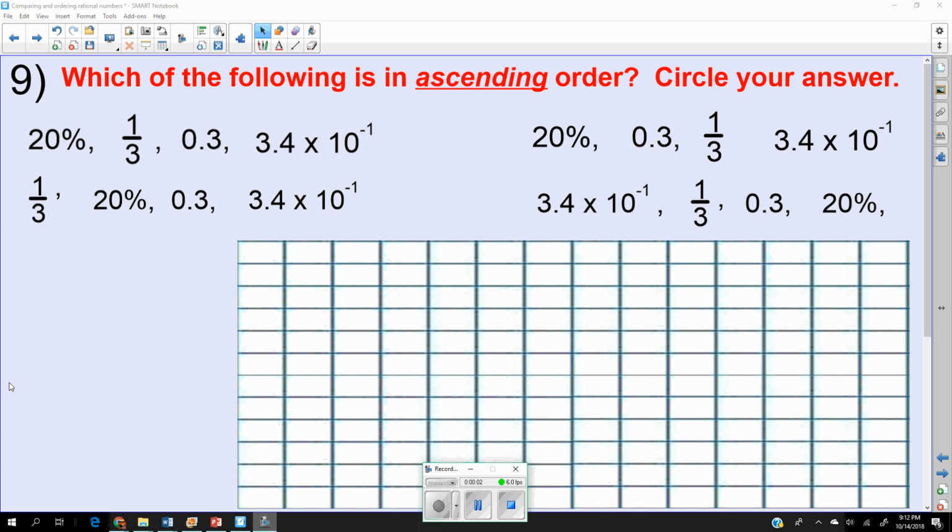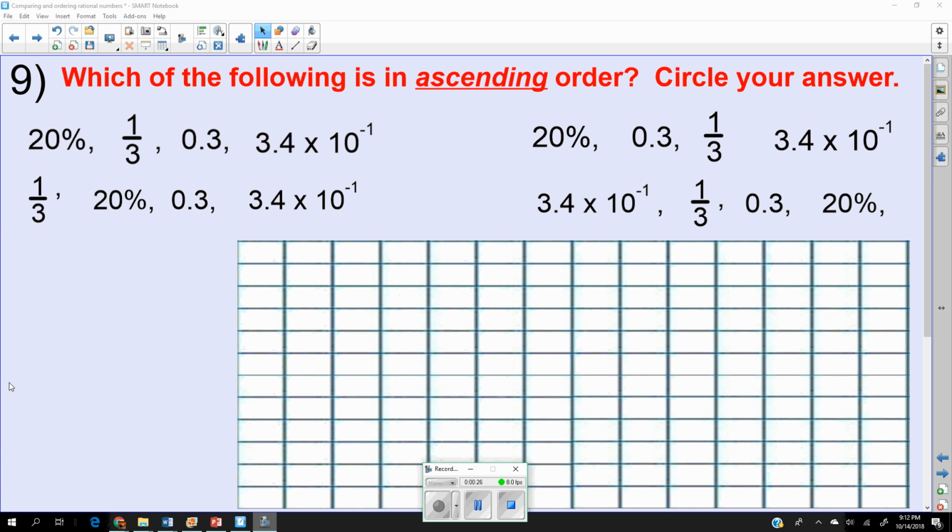All right, let's get started on number 9. Just like all the rest, we have to change them all to decimals and then figure out which one's the answer. But the problem with this one is it's asking which is in ascending order. So of course you need to know what that word means. We've gone over this word.